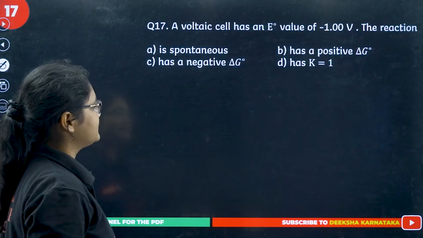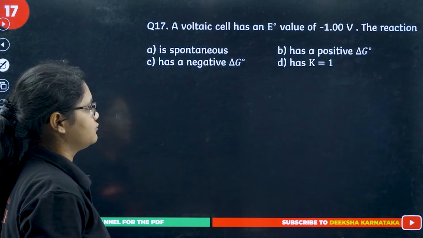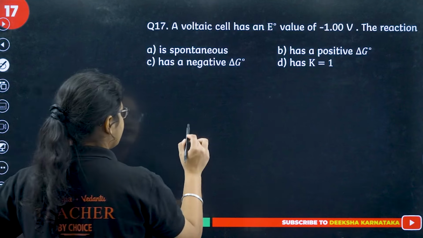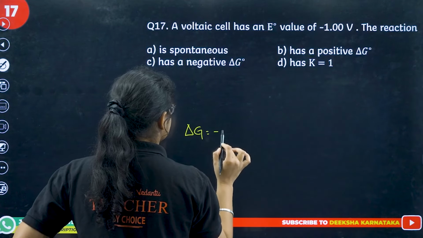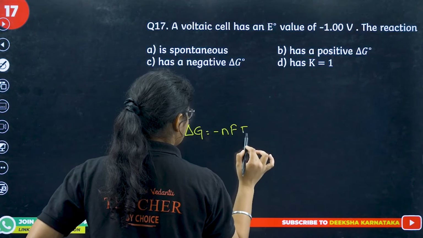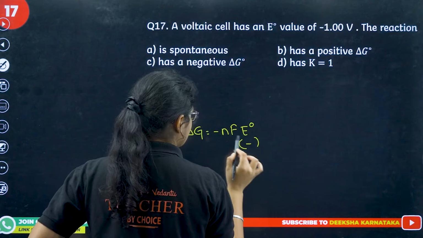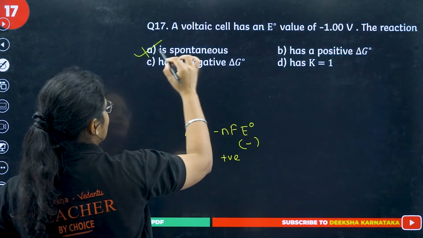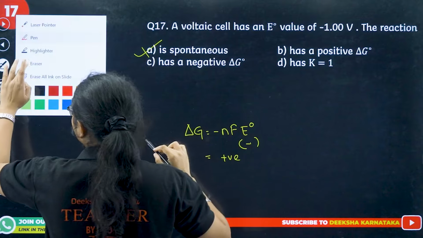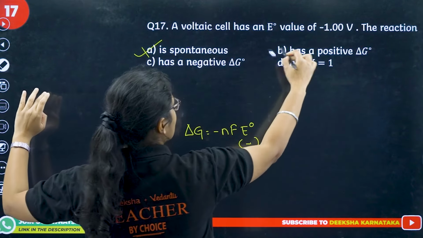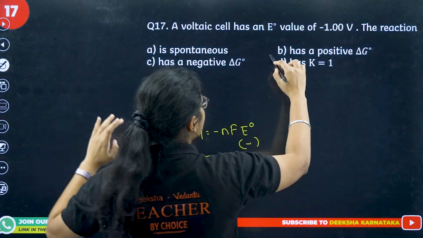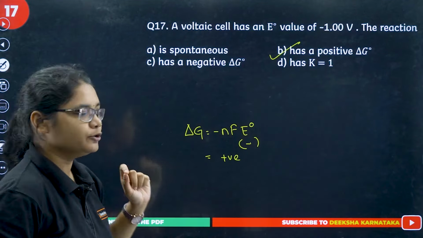Next, a voltaic cell has E naught value of -1 volt. If it is negative, then your delta G value will be positive, because delta G is minus nFE naught. Now this E naught is negative, so negative times negative will be positive, so it is non-spontaneous. It will have a positive G value.